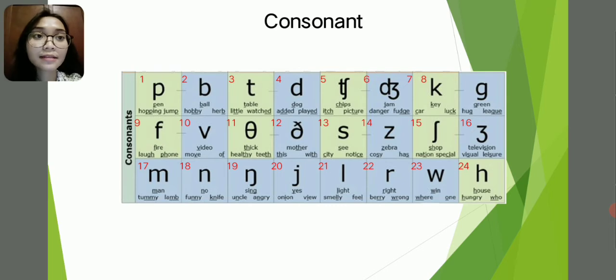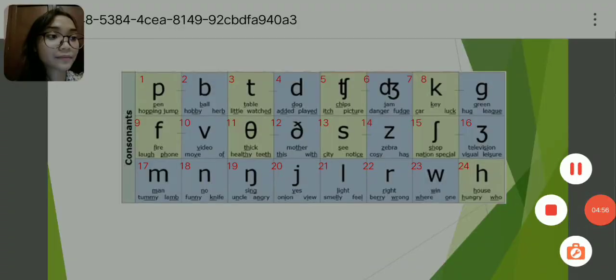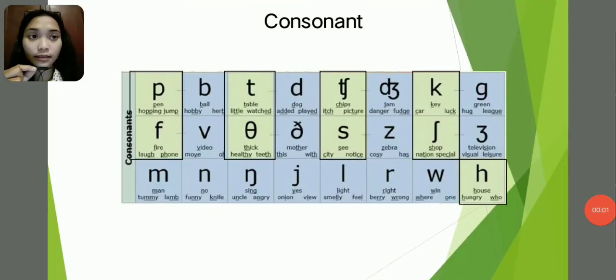The last sound is consonant. Consonants are divided into voiced and unvoiced consonants. Now we're going to talk about the first sound, which is unvoiced consonant. The first sound is p, for example, pen, hopping, jump.